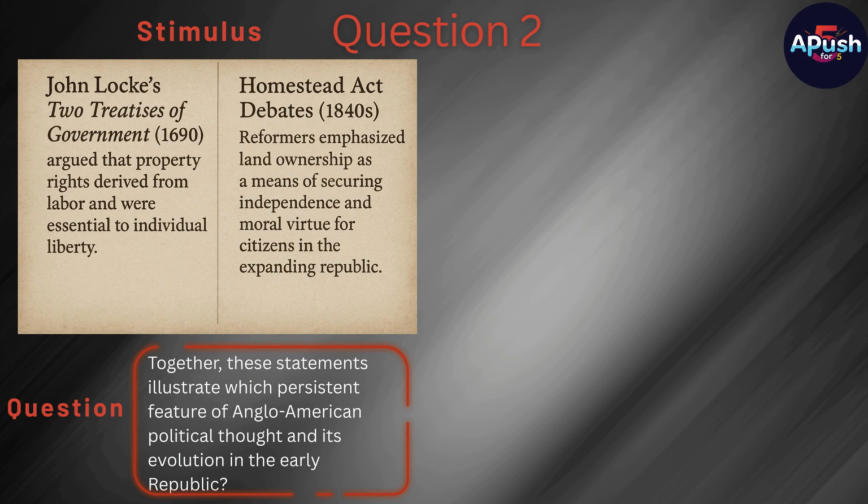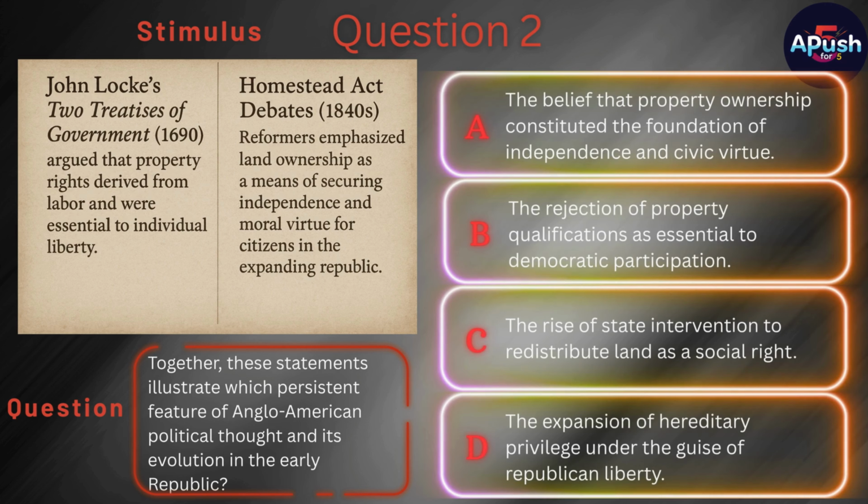Question. Together, these statements illustrate which persistent feature of Anglo-American political thought and its evolution in the early republic? A. The belief that property ownership constituted the foundation of independence and civic virtue. B. The rejection of property qualifications as essential to democratic participation. C. The rise of state intervention to redistribute land as a social right. D. The expansion of hereditary privilege under the guise of republican liberty.